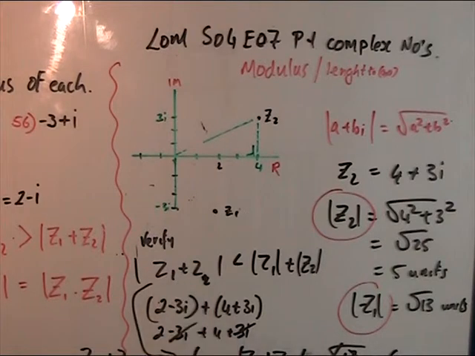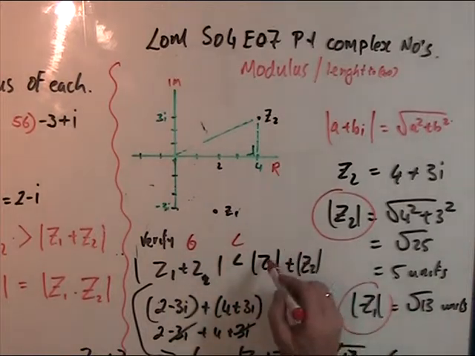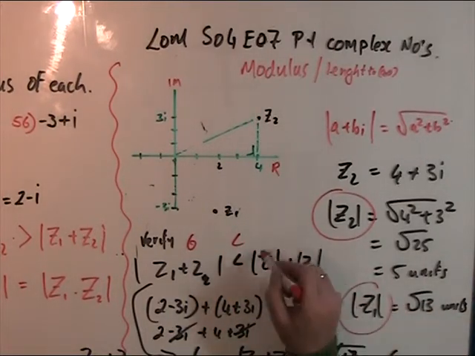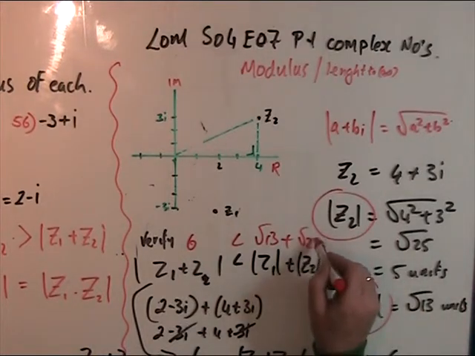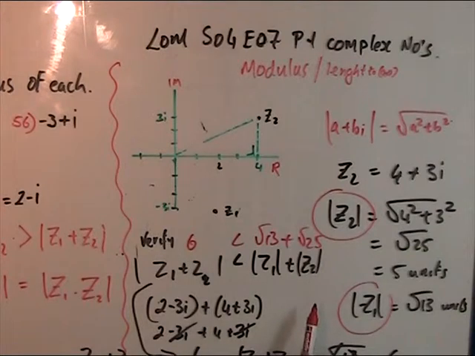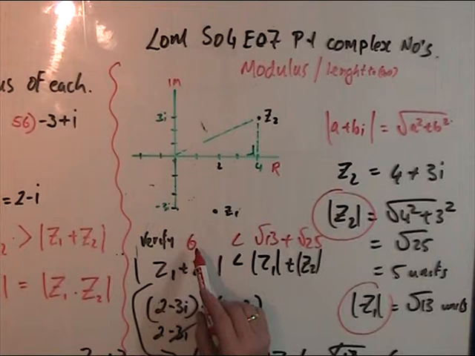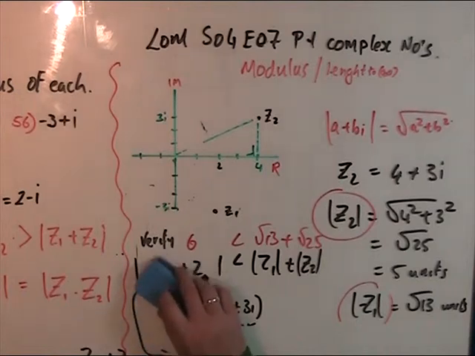So here we go back to the original inequality. Is 6 less than the modulus of Z1 plus the modulus of Z2? That is root 13 plus root 25, which is root 13 plus 5, and you do it on your calculator. It would be less than this, actually. We're just looking at it. So that's everything explained to you on these types of questions with Z1s and Z2s.